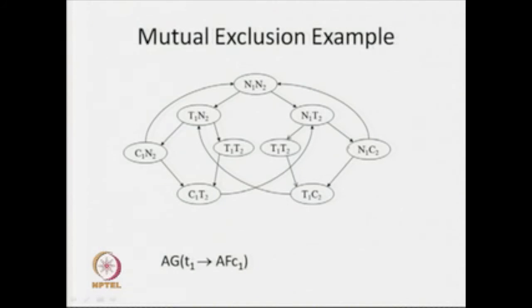Okay. Now, in this particular case, you just see what will happen. Earlier we had 8 states, now we are getting 9 states. This particular state has been broken into 2 states. T1 and T2 have been broken into 2 different states.